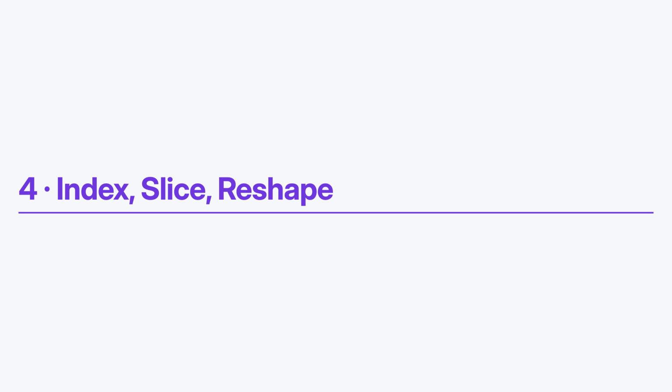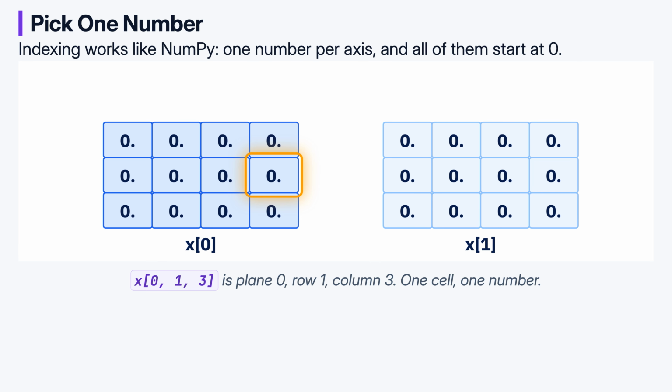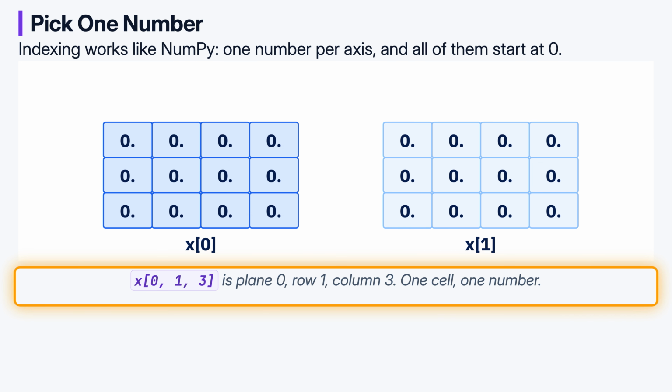Last part, you can read a tensor now. Let's pull single numbers out of it, take slices, and reshape it. Indexing works just like NumPy, one number per axis and every axis starts at 0. This cell is x[0, 1, 3], plane 0, row 1, column 3. One cell, one number. Ask for x[0, 1, 4] though, and PyTorch stops you. Column 4 doesn't exist. The columns are numbered 0, 1, 2, 3.